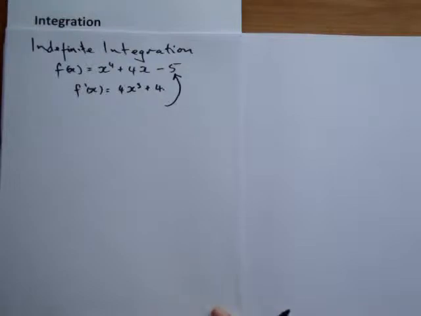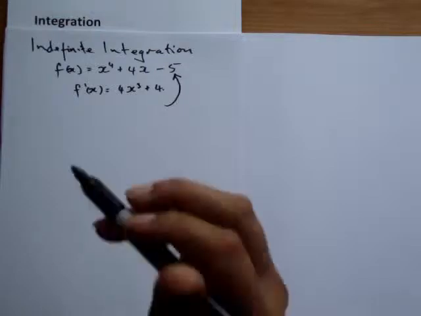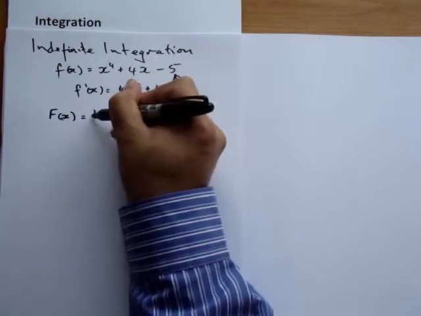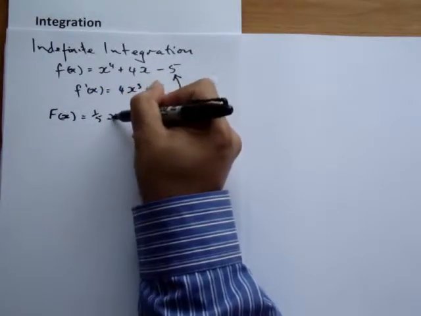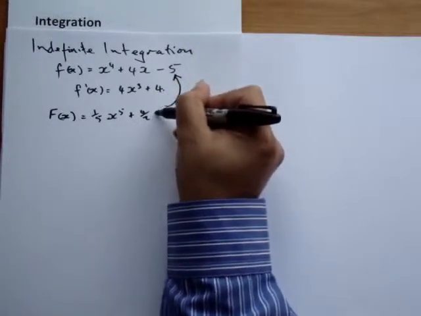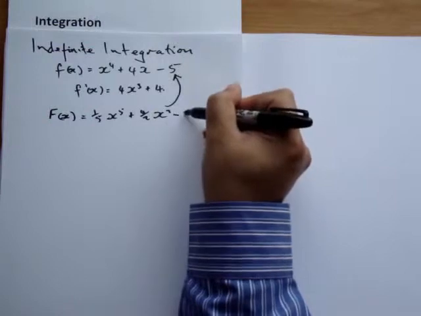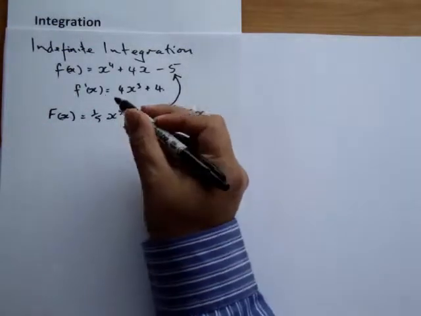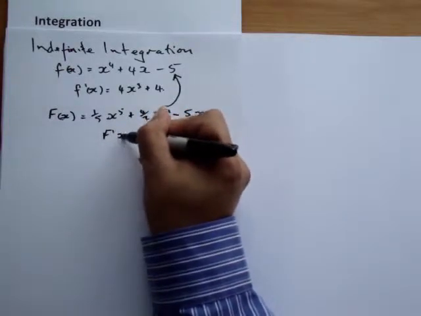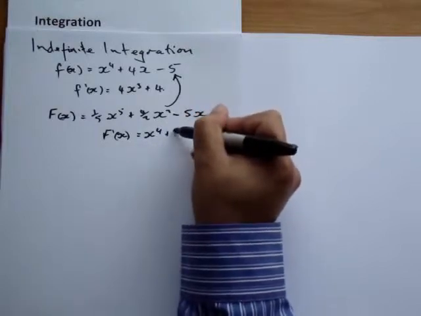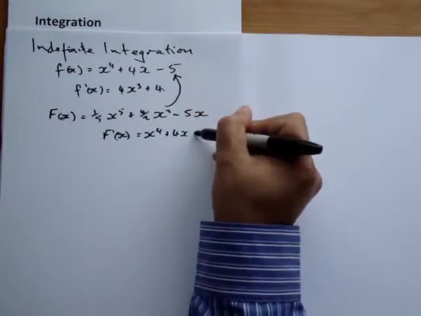It's finding the antiderivative. So if we just think about it a little bit, if we have f of x equals 1/5 x to the 5 plus 4 over 2 x squared minus 5x. If we differentiate that, we get x to the power 4 plus 4x minus 5.